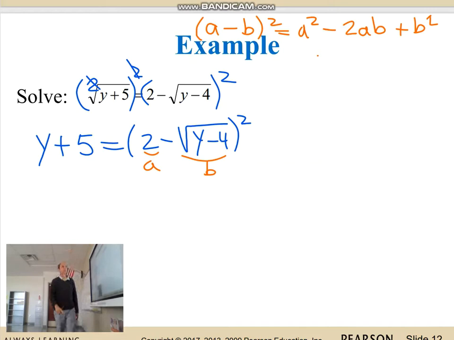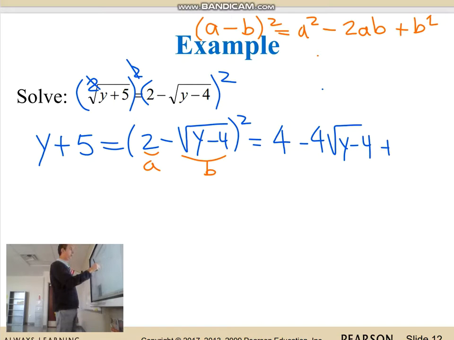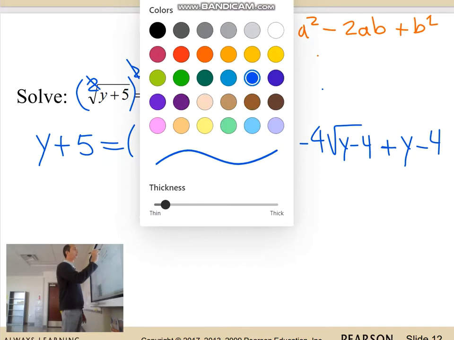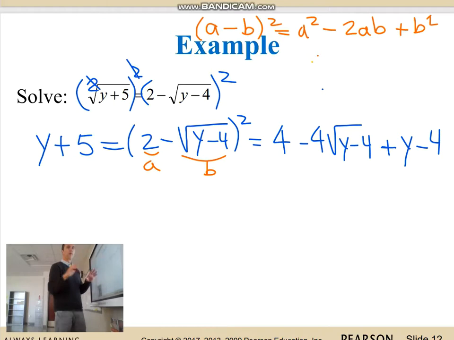So let's say a squared is 4, right? Minus 2 times 2, which is 4, times the square root of y minus 4, plus b squared, the square root of y minus 4 squared, is y minus 4. Nice. Now apply the addition property, multiplication property, and remove everything that's not radical. Check again the procedure. We still have a root, and we need to eliminate this other root as well. So you repeat again step one and step two.